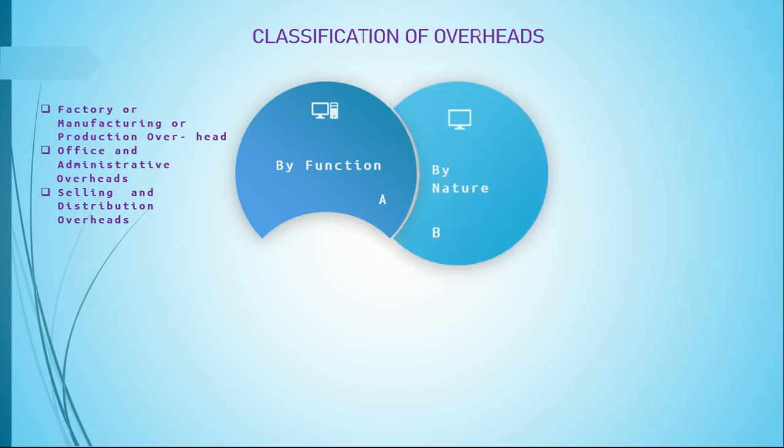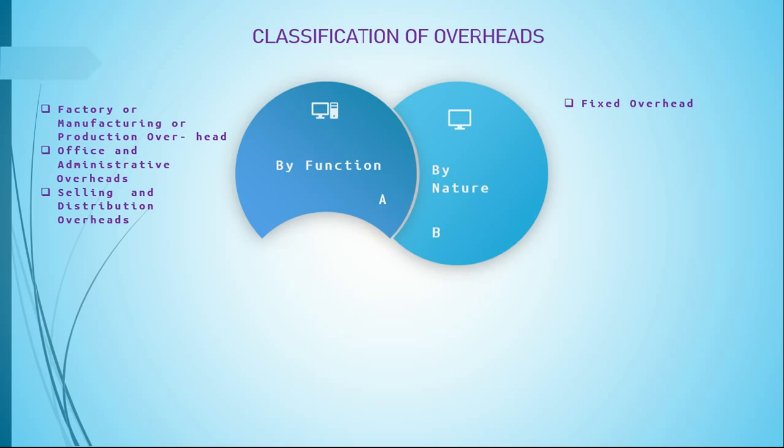B. By nature. 1. Fixed overhead. These are the costs which are incurred for a period, and which, within certain output and turnover limits, tend to be unaffected by fluctuations in the levels of activity, output or turnover. Examples: 1. Salary paid to permanent employees. 2. Depreciation of building and plant and equipment. 3. Interest on capital. 4. Insurance.